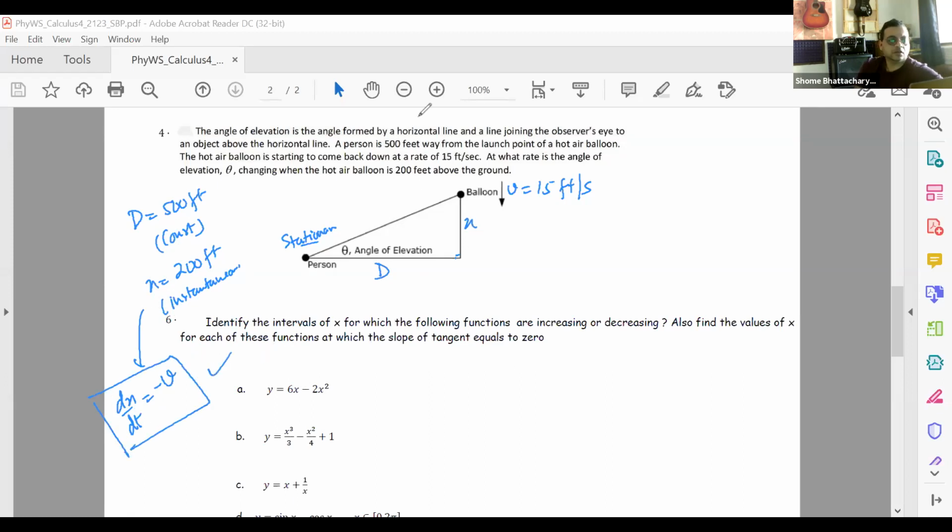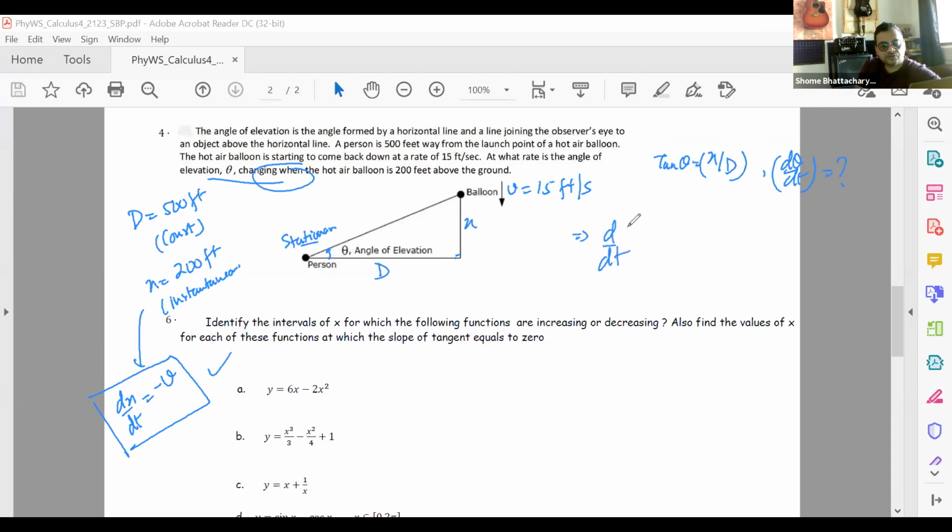Now coming to theta, that is this angle. You can see that tan theta is equal to x by d. From this, what we have to find is the rate at which the angle of elevation is changing with respect to time. So we want to find out d theta by dt. We'll just use the chain rule.